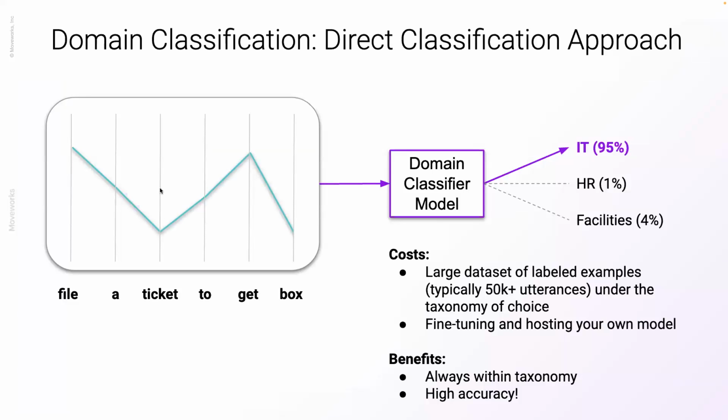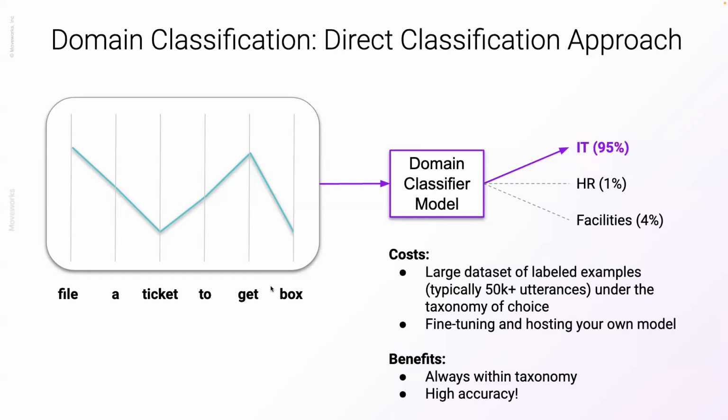Unless you take it really seriously and do something called direct classification. This is what we've been doing since 2019 with large language models, where you take this whole representation of the utterance, "file a ticket to get Box," and that whole sentence is essentially its own embedding, a place that puts "file a ticket to get Box" close to "I want Zoom," or "file a ticket to get WebEx," or "file a ticket to get Dropbox." What you can then do is train a model that doesn't worry about predicting the next word, but just predicts probabilities for the classes you care about. To say it's IT with 95% probability versus HR with 1, facilities with 4.